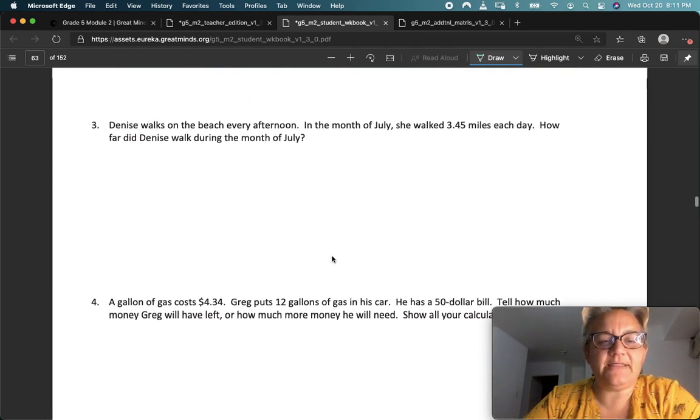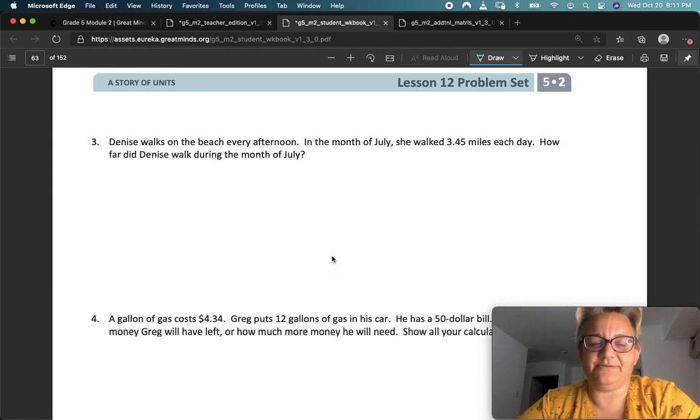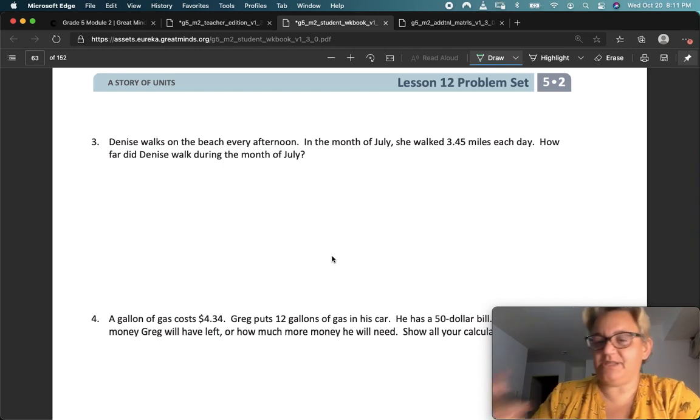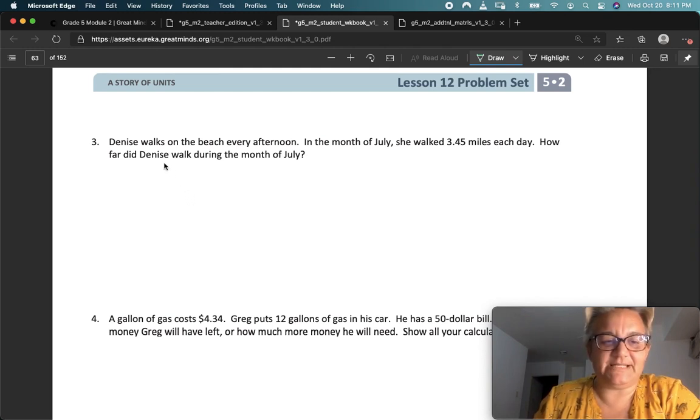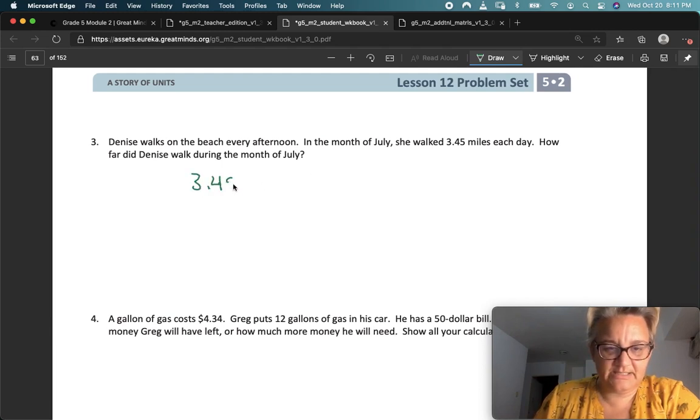Denise walks on the beach every afternoon. In the month of July, she walked 3 4/5 miles each day. How far did Denise walk during the month of July? Okay, so 3 4/5 miles times the month of July.